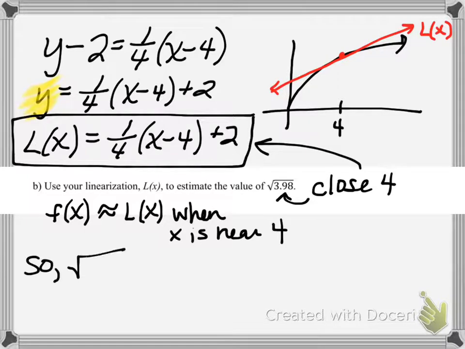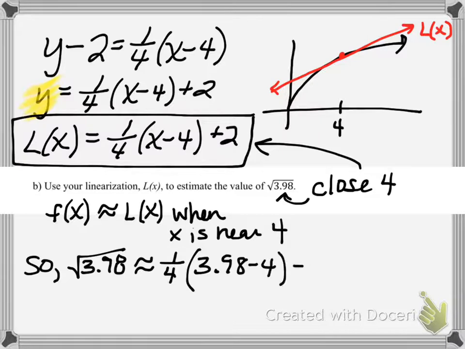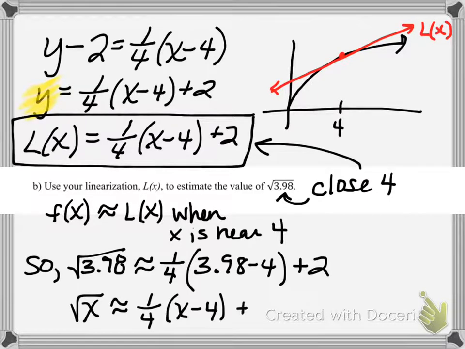So the square root of 3.98 will be approximately 1/4 times the quantity 3.98 minus 4, plus 2. Again, I said earlier that the square root of x, the function we were looking at, can be estimated using the equation for the tangent line. Here's the equation of the tangent line that we created earlier. So what we've done is essentially replace our x value with 3.98 in each of these equations.